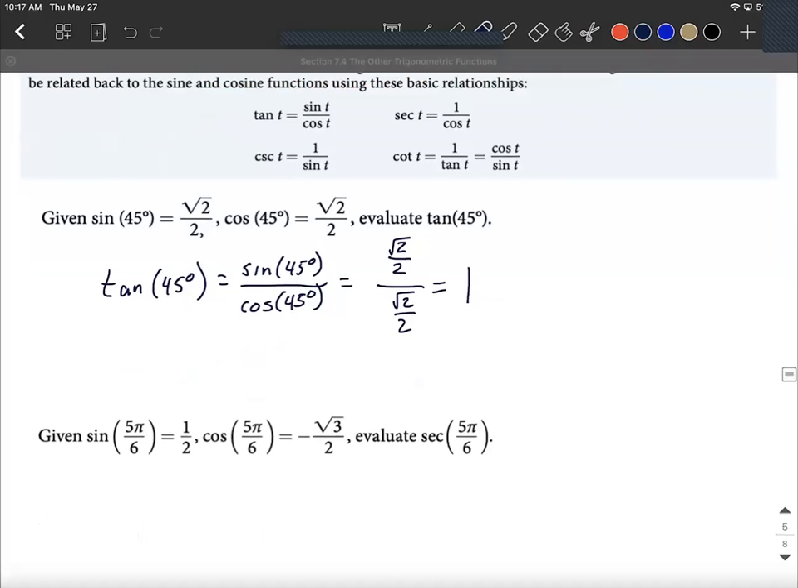Next, let's see if we can use these identities and evaluate secant of 5 pi over 6. So we're given sine of 5 pi over 6 is 1/2, and cosine of 5 pi over 6 is negative square root of 3 over 2. To get secant of 5 pi over 6, I'm going to utilize this reciprocal identity that we can connect together. Secant is 1 over cosine. So I'm going to rewrite this as 1 divided by cosine of 5 pi over 6.